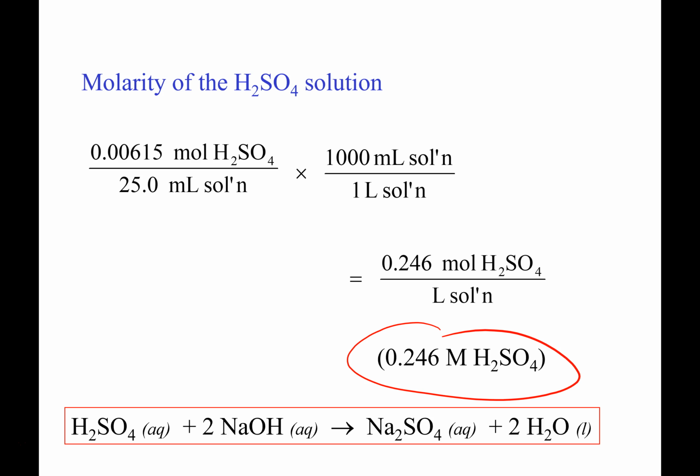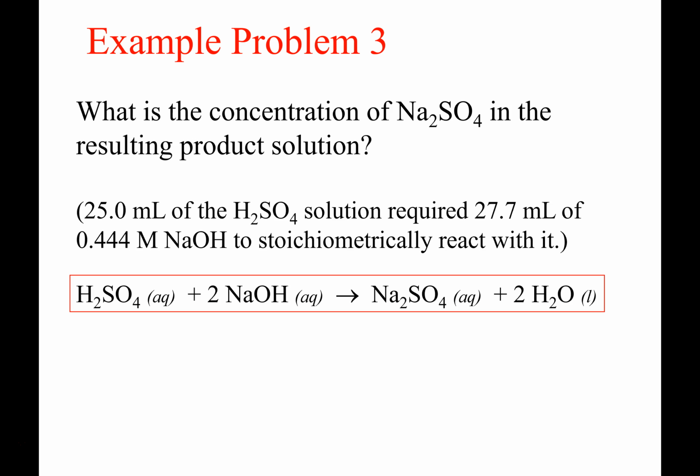We're going to do a follow-up specifically to the one we just did. And the follow-up looks like this. What is the concentration of Na2SO4, sodium sulfate? Question mark. When it says concentration, in this sort of problem, we're talking molarity. So question mark molarity. And in parentheses, it reminds you what we just did. We said that you had 25.0 milliliters of H2SO4, and we said we had a volume of 27.7 milliliters of NaOH, and with regard to the NaOH, we had 0.444.